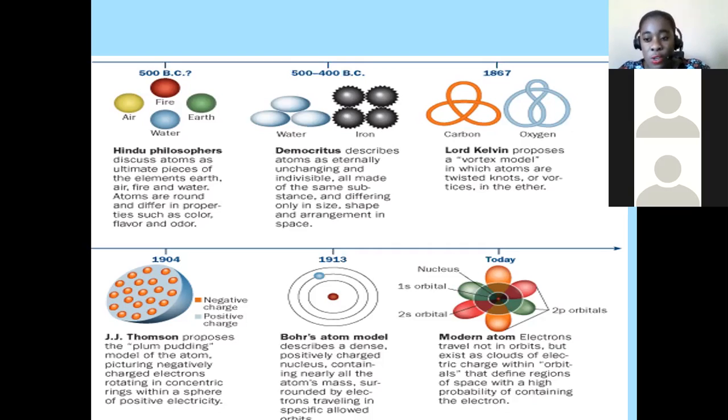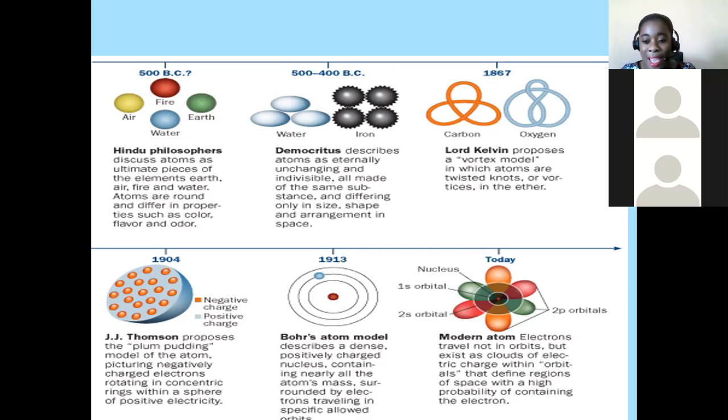Now, Bohr's atom, Tajina. Bohr's atom model describes a dense, positively charged nucleus containing nearly all the atom's mass surrounded by electrons traveling in specific allowed orbits. Very good. So that's Bohr's model of the atom.